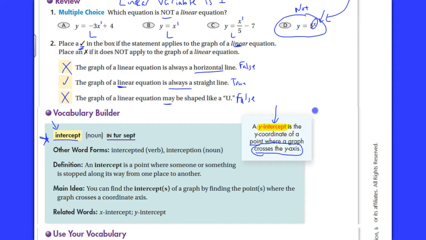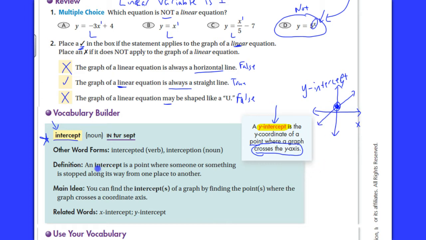So wherever it hits, if you have a grid here, x and y, where that's x and that's y, and you have a line, this point right here, that point where it crosses the y-axis, that is the y-intercept. And that point is really important for us because we can use that to identify our line if we also know the slope. That's what this lesson is about.